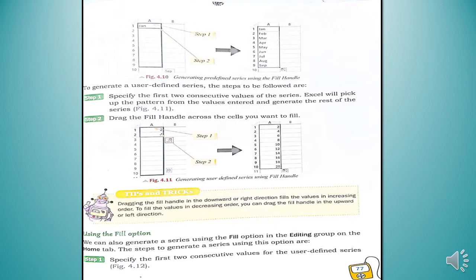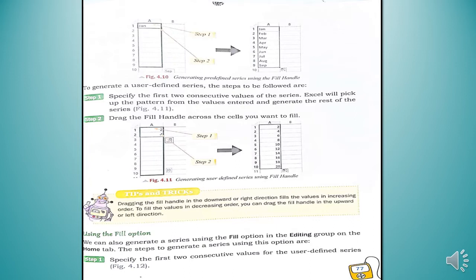Now here I have a tip for you. Dragging the fill handle in the downward or right direction fills the values in increasing order. To fill the values in decreasing order, you can drag the handle in the upward or left direction. It means that for increasing order you have to drag the cell in the downward direction, and to decrease you have to drag it in the upward direction.